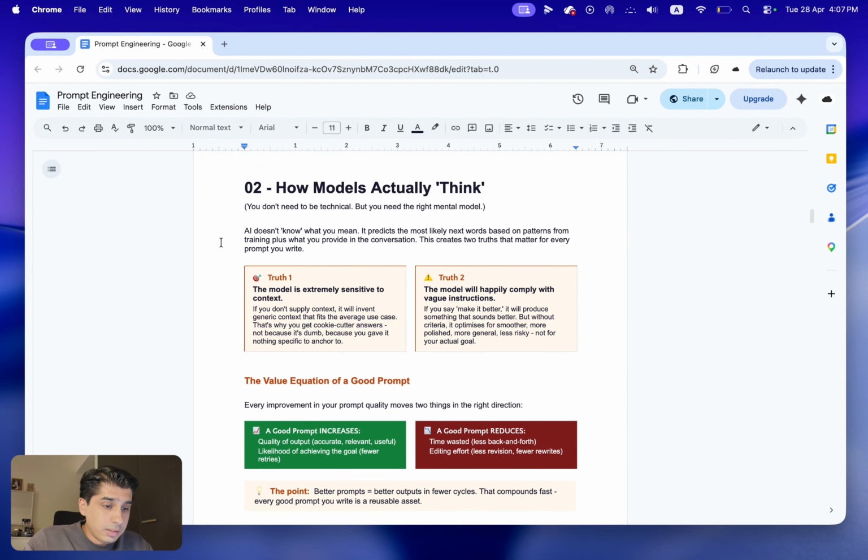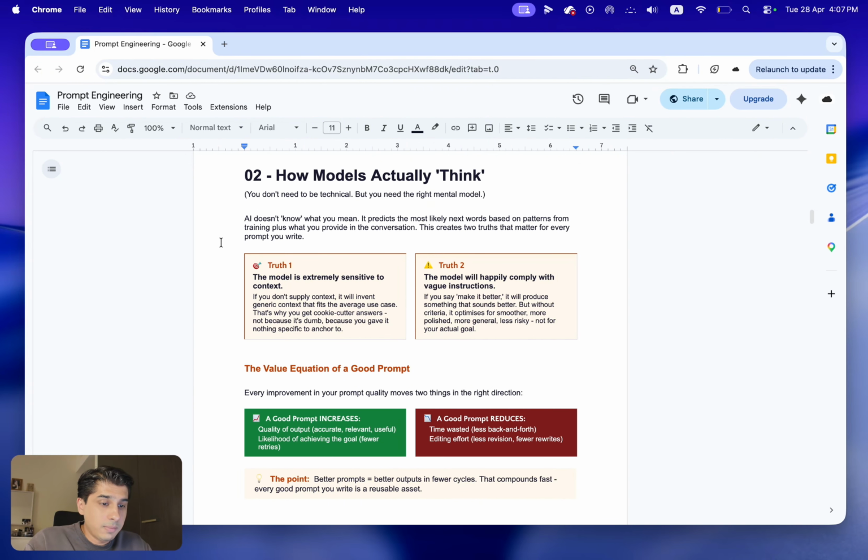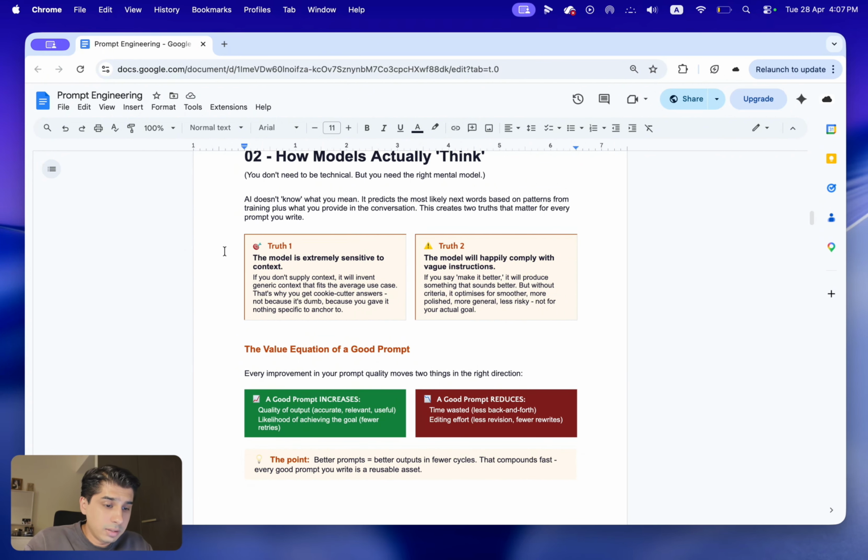Now, the next part is how models actually think. Again, you don't need to be technical, you just need the right mental model for this. AI doesn't really, quote unquote, know what you mean. It predicts the most likely next words based on patterns from training plus what you provided in the conversation, again, data. This creates 2 truths that matter for every prompt you write. Truth number 1: the model is extremely sensitive to context. If you don't supply context, it will invent generic context that fits the average use case, again, based on data.